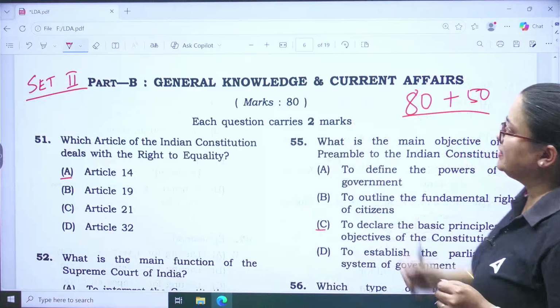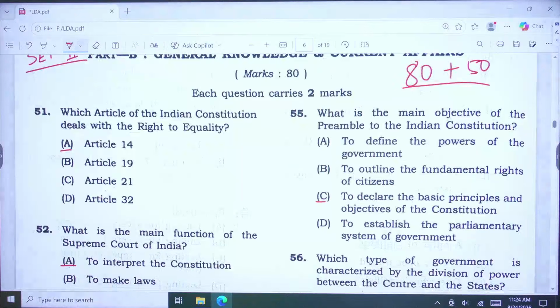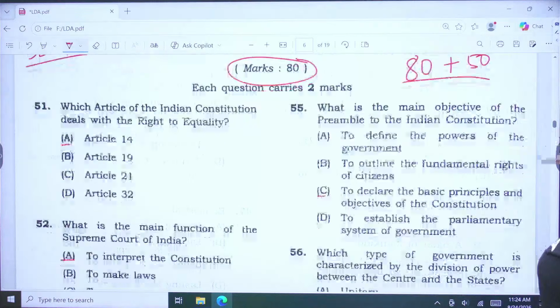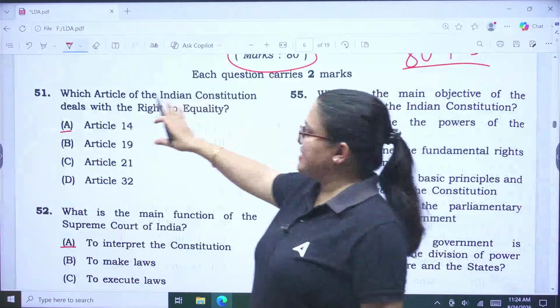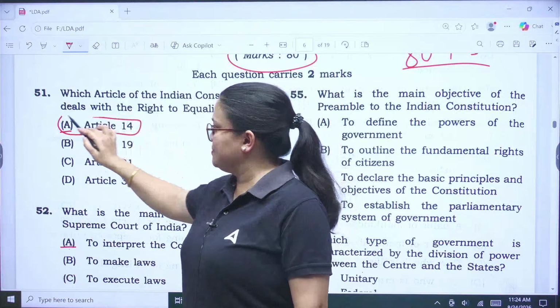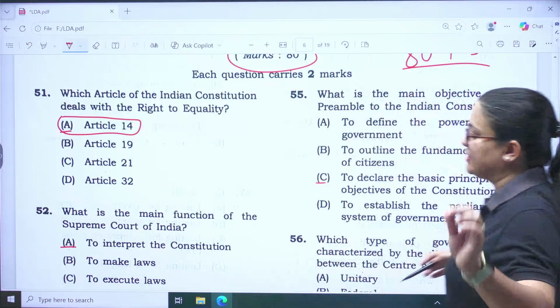Let's start with the GK and current affairs part. As GK part carries 80 marks, here we are targeting these 80 marks. There are 40 questions starting from 51. Which article of the Indian Constitution deals with right to equality? When we say equality, it is always Article number 14. I hope everyone has given the correct answer.